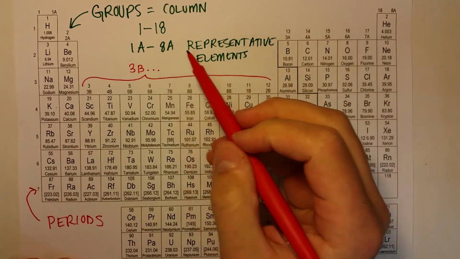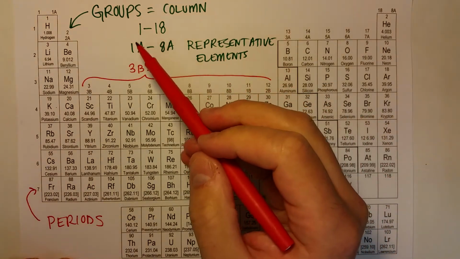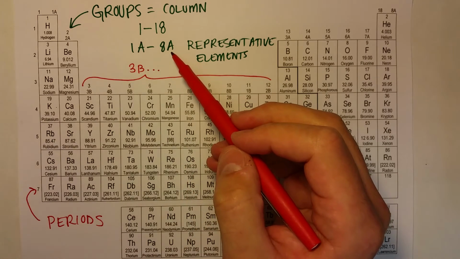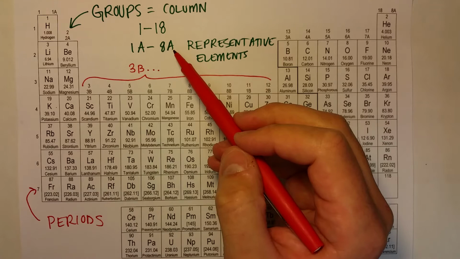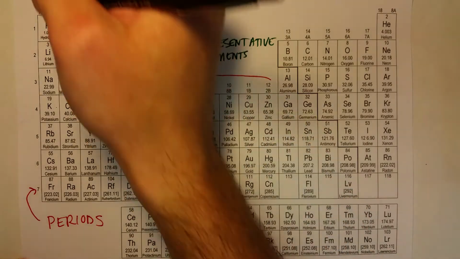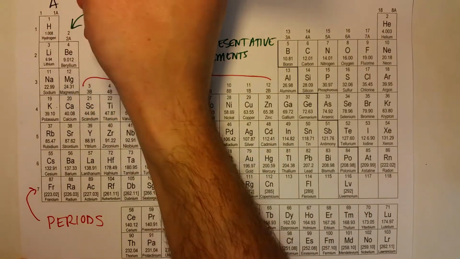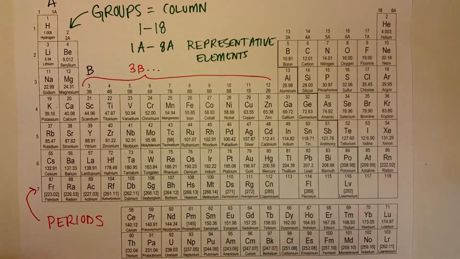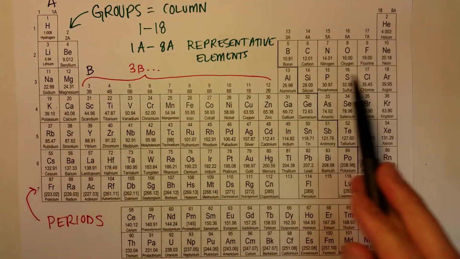But the representative or main group elements numbering system, 1A through 8A, is really going to start to help us when we start talking about valence electrons shortly. So again, there's two ways to name or number the periodic table. We've got the A and B numbering system, and then of course 1 through 18.